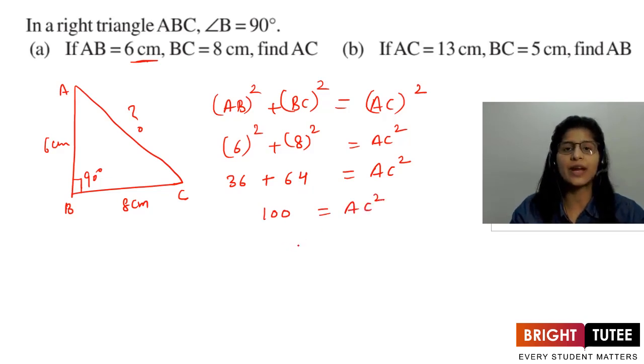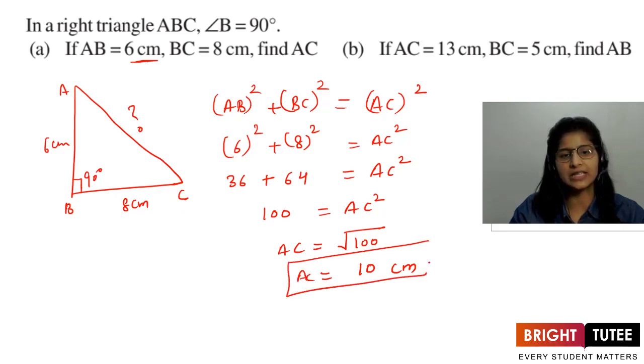So we have to find a number whose square is 100. So what we do? This method is known as square root. AC will be equal to square root of 100. When we do this, what we get? AC as 10. So 10 centimeter is the value for AC. This is the answer for your question. Okay, so the side AC is equal to 10 centimeter.